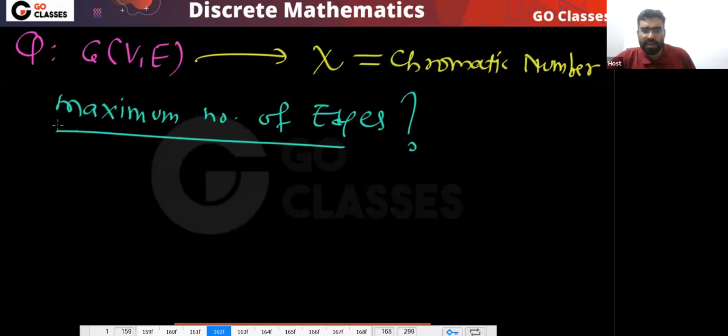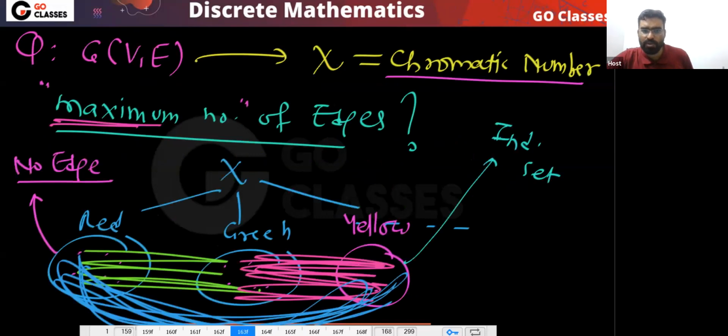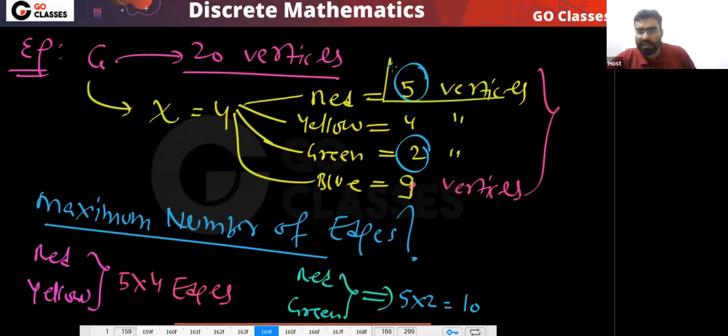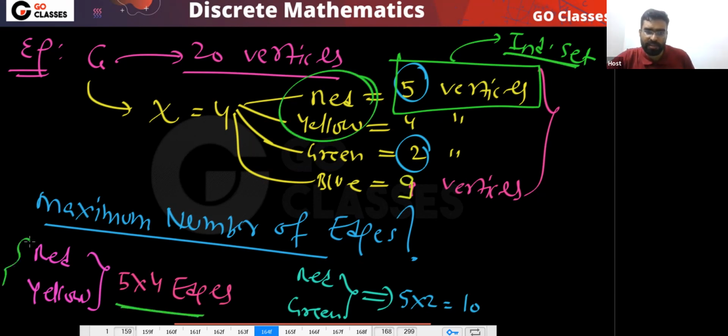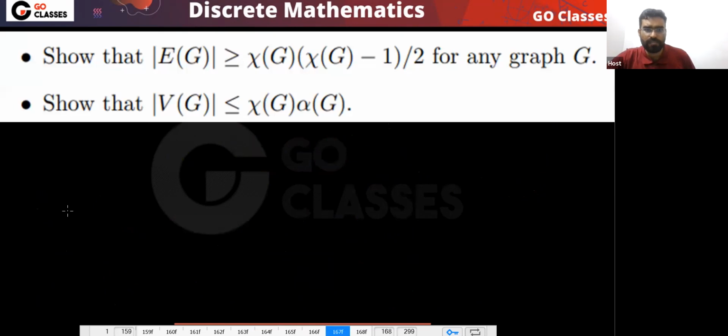So remember, if I ask you maximum number of edges, then what will you do? Remember, this red is an independent set. This yellow and this green are also independent sets. So there is no edge between these 5 vertices. These 5 vertices are an independent set. But between these color classes, you can make all the possible edges. So this is the idea.